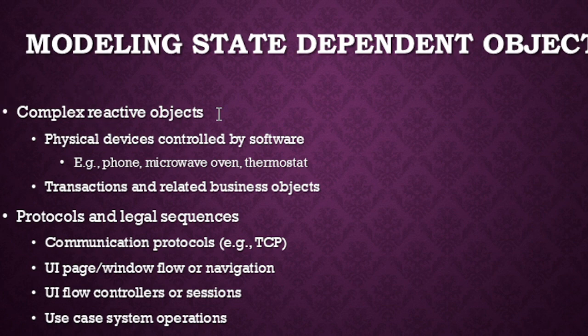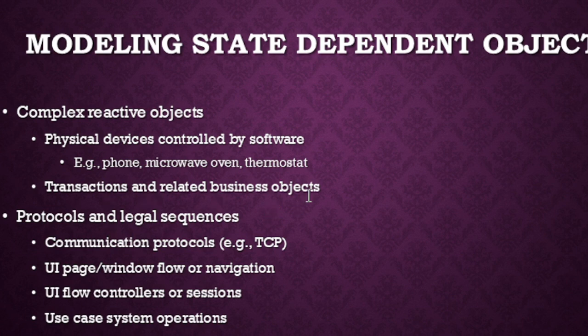That is considered a complex reactive object, because it has to receive input from its environment, and according to that input it has to respond in a different manner wherever required. For example, you might have a cooling system, and that cooling system has to respond according to the temperatures.